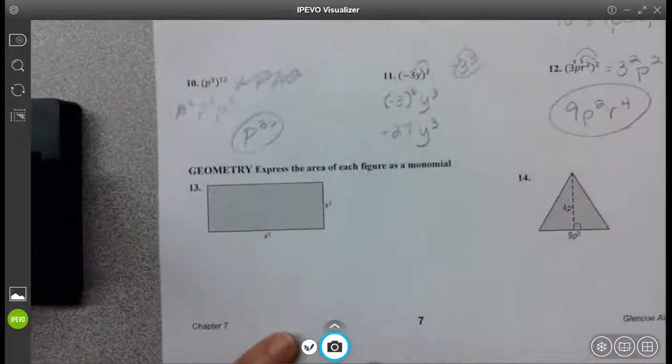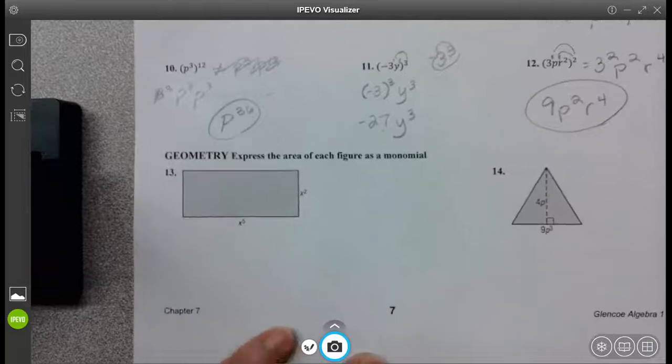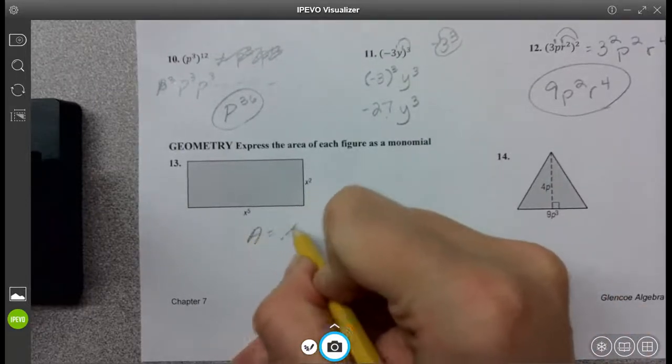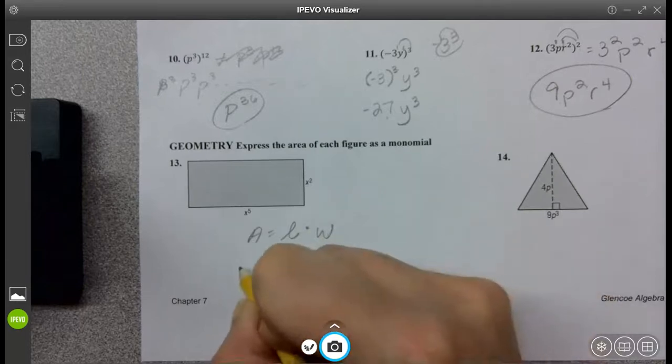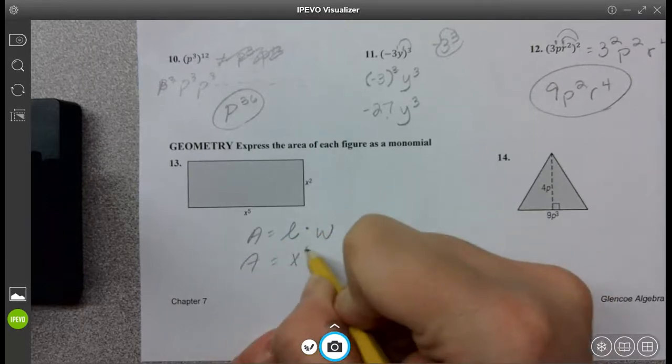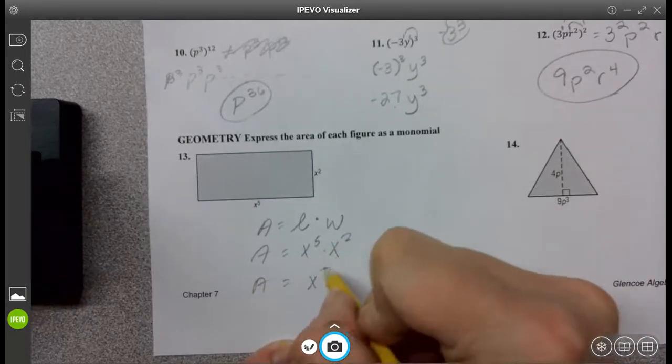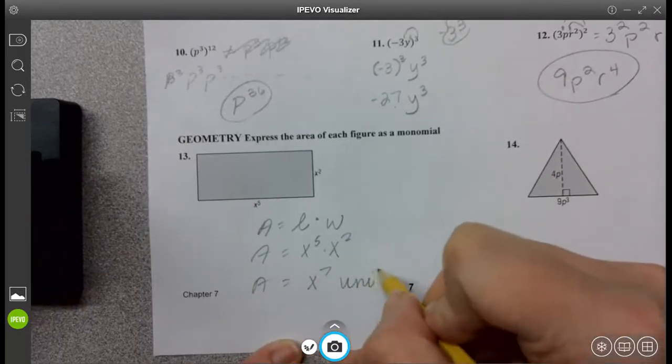Okay. Number 13, express the area of each figure as a monomial. Area equals length times width. So area equals x to the 5th times x squared. Area equals x to the 7th units squared.